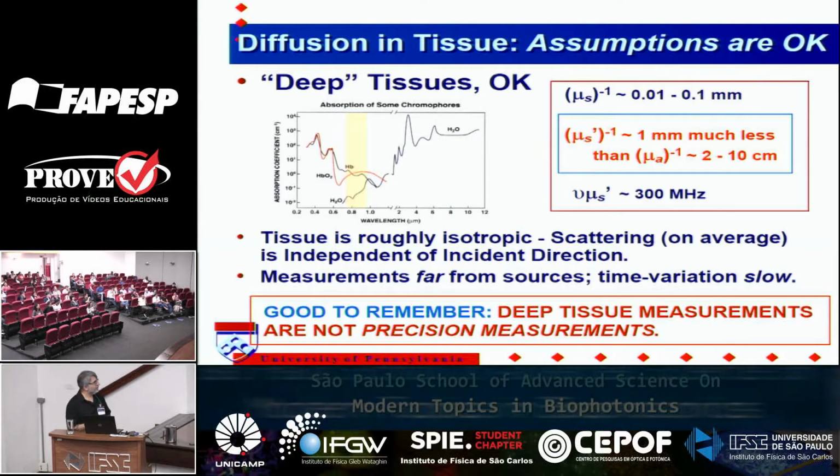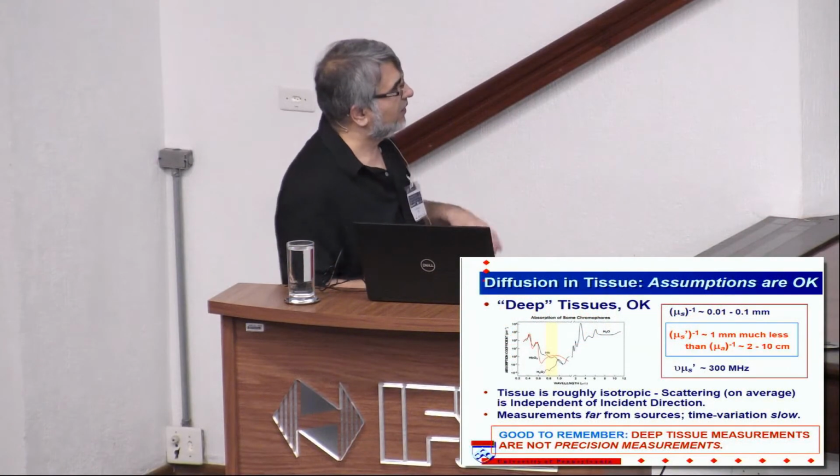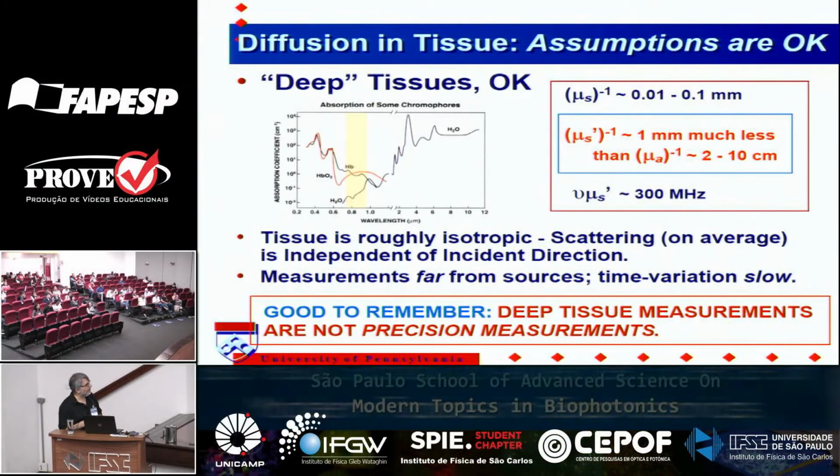And then, as long as we're far from the source, these approximations about sudden variations of the signal are probably good, and so are the time variations, as long as they are relatively slow. All of these approximations are basically okay for looking at deep tissues, especially in light of one important thing I want you to remember: these aren't really precision measurements. It's not like I'm trying to measure the energy level super precisely in a hydrogen atom or something. These are measurements where we just want to figure out roughly the concentrations, and how they are changing, of oxy and deoxyhemoglobin, for example. Okay?